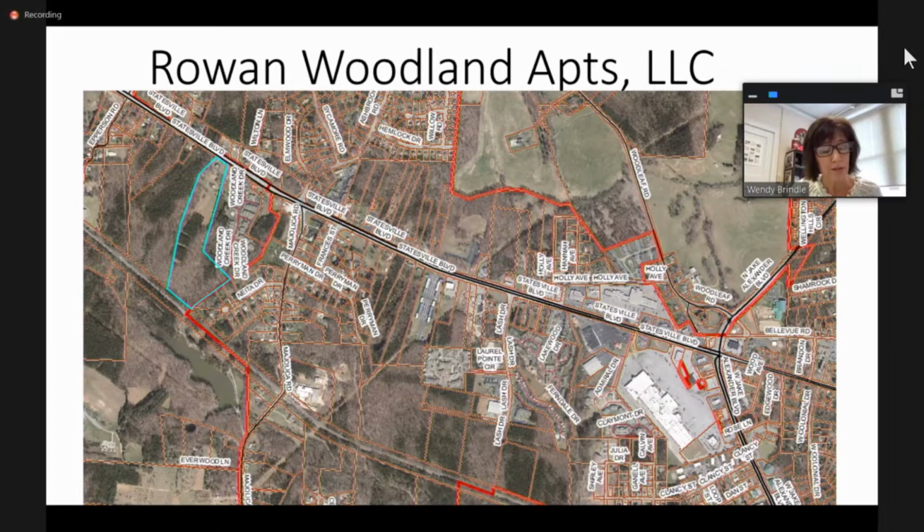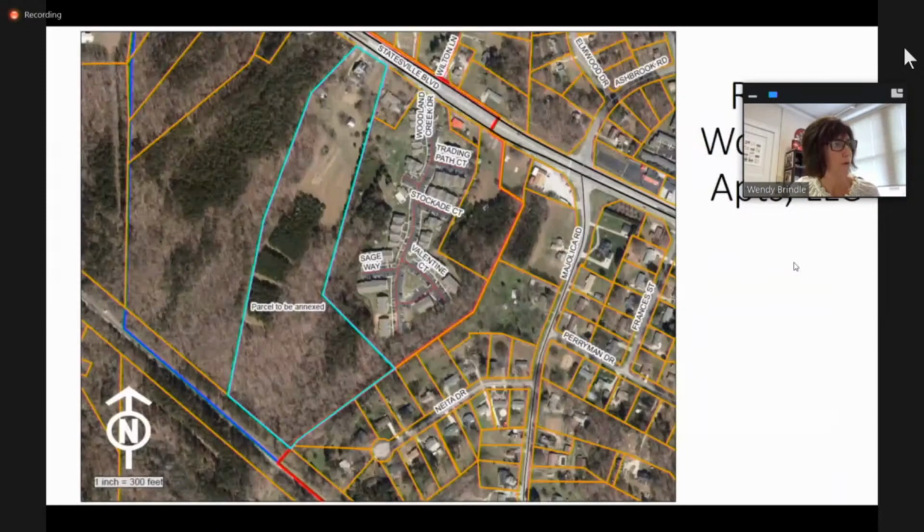The statutes require that any annexation become effective within 6 months of adoption. The county prefers that we make annexations effective either June 30th or December 31st for tax purposes, but they are willing to accept those at different dates if the petitioner is requesting that.